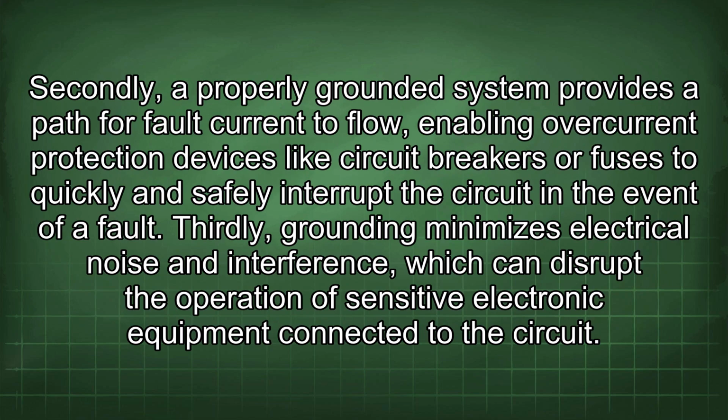Secondly, a properly grounded system provides a path for fault current to flow, enabling overcurrent protection devices like circuit breakers or fuses to quickly and safely interrupt the circuit in the event of a fault. Thirdly, grounding minimizes electrical noise and interference, which can disrupt the operation of sensitive electronic equipment connected to the circuit.